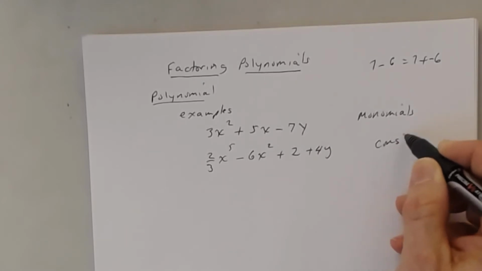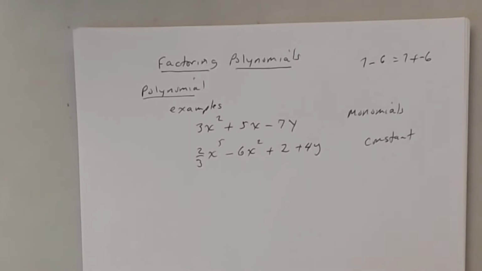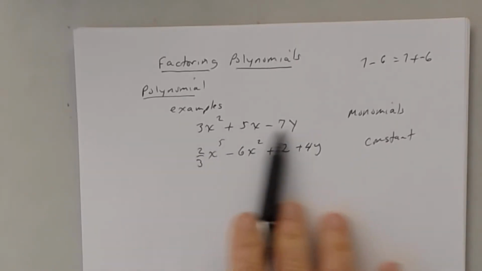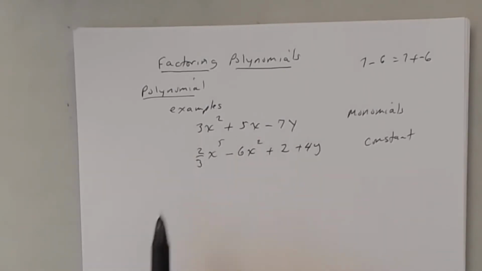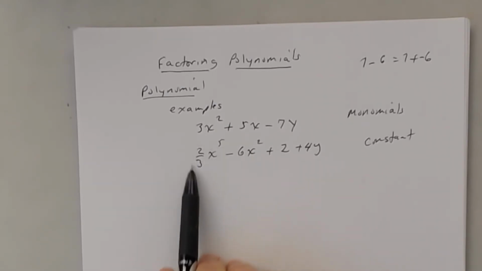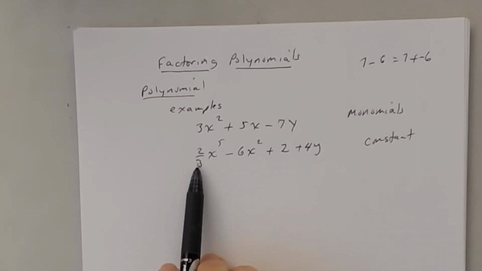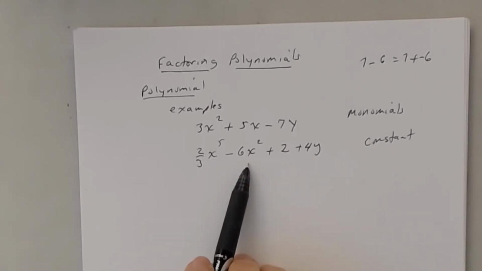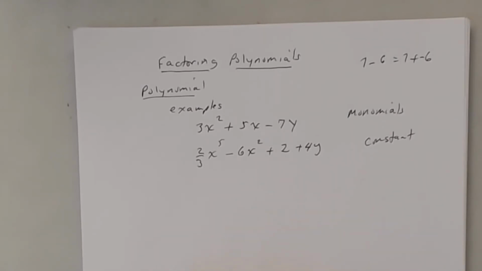So I use the word constant. In that first polynomial I wrote, do you see a constant? No. There's no constant. Now 2/3 would be called what part of this monomial? Coefficient. What's the coefficient of the second term? Negative 6. All right. What's your constant again? 2.